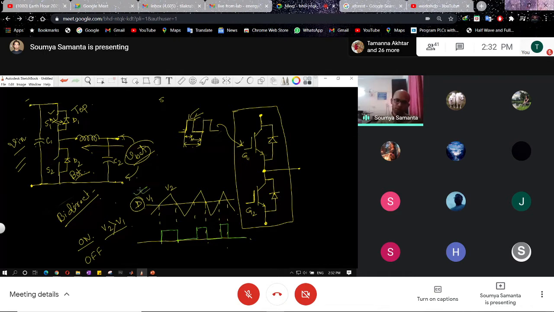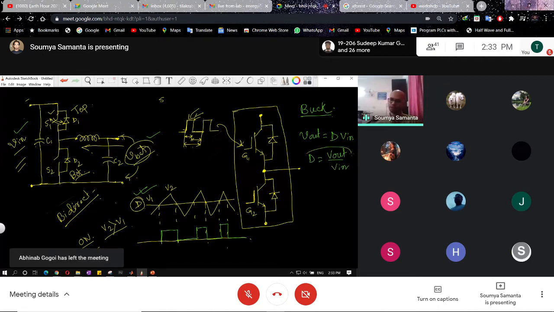Now, who decides this duty cycle? That is the job of the controller. How do we decide this duty cycle? That will be defined using the input-output voltage relation. We have talked about the input voltage and the output voltage. Now, for a buck converter, V out will be the duty cycle D times V in. So D will be V out by V in.